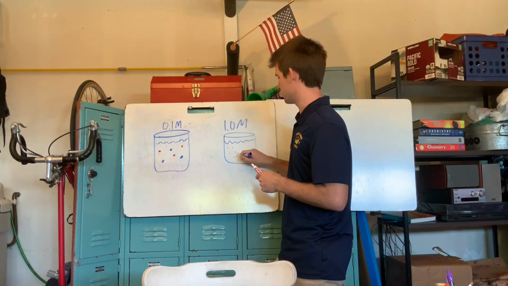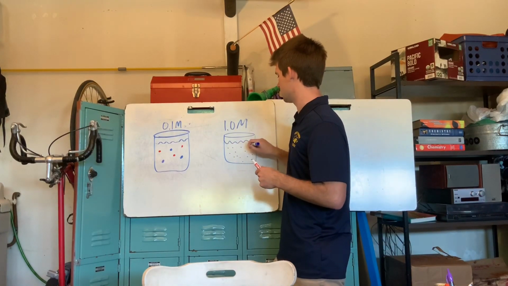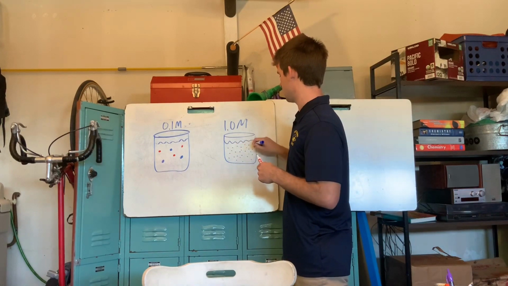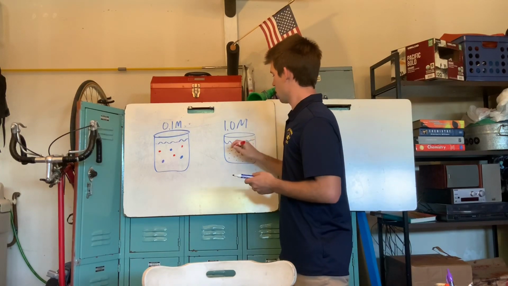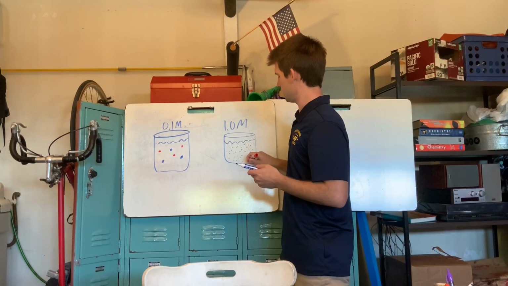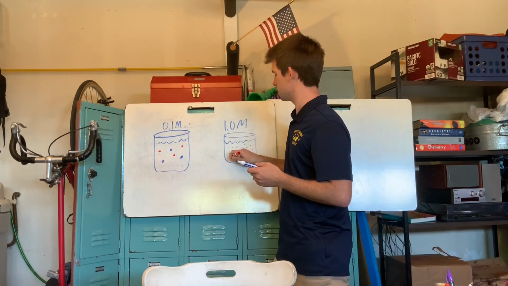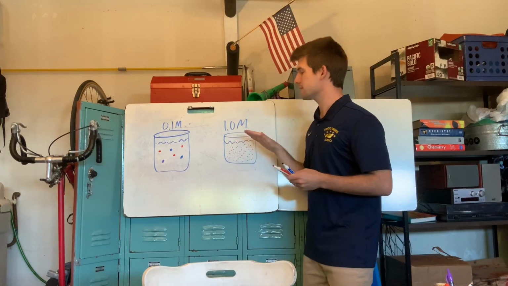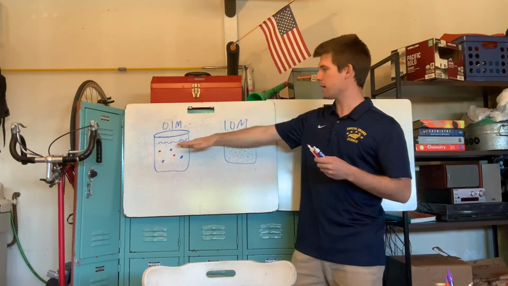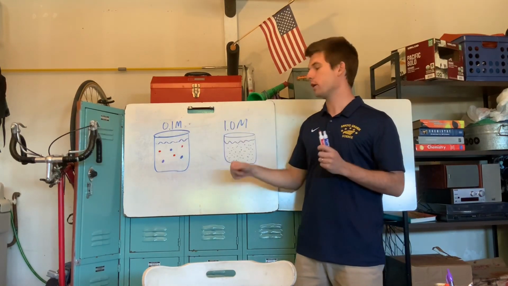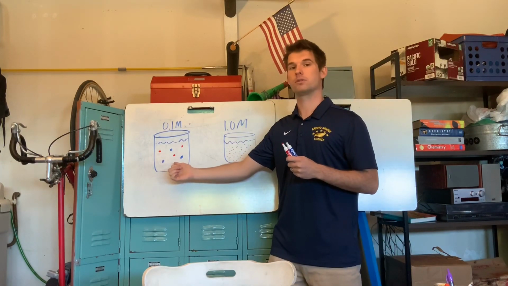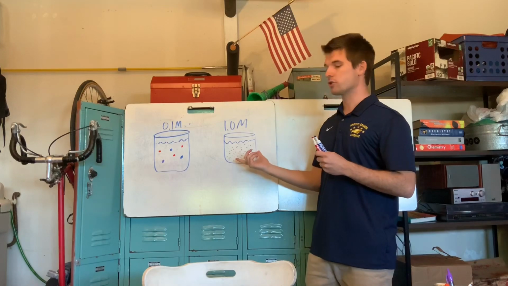1, 2, 3, up to 30 sodiums, and here, 1, 2, 3, up to 30 chlorines. This solution has way more salt dissolved in it with the same amount of water. They both have 1 liter of water, but this has 1 mole of sodium, and this only has 0.1 moles of sodium. And so this one is way more concentrated.